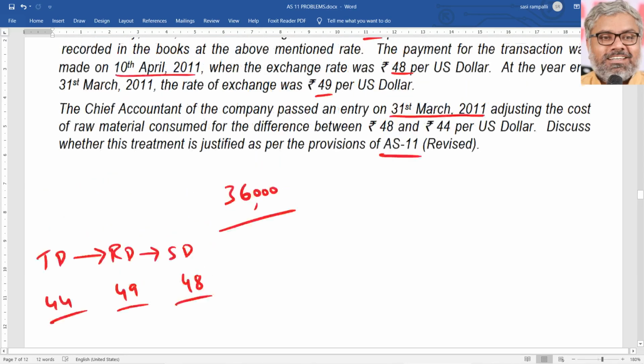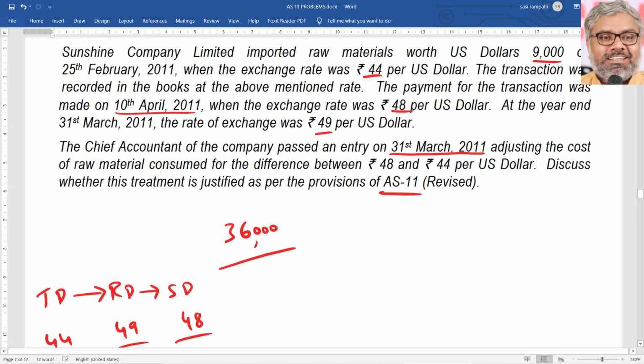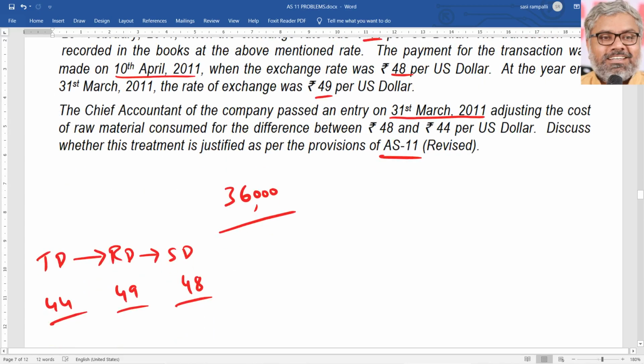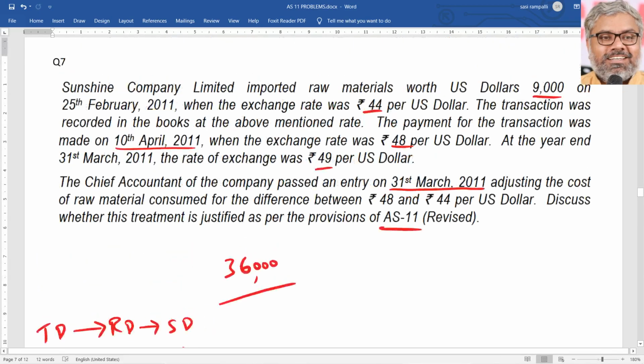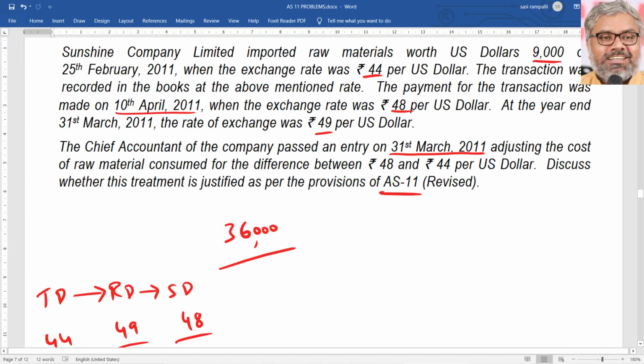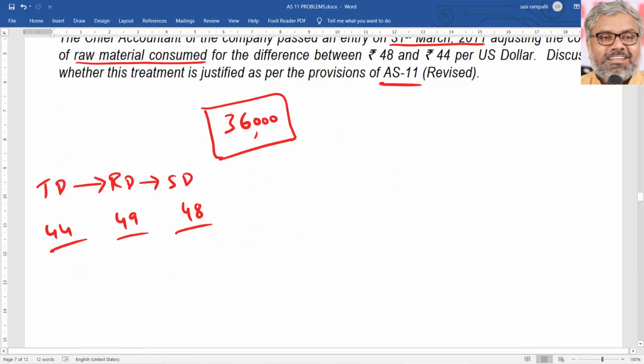Naturally, they are fluctuating. The question is, this accountant has taken directly the transaction date and settlement date. Difference is 4 rupees. 4 into 9,000, so 36,000 loss. What he did? That loss has been debited to raw materials consumed. So he has added to the cost of purchases or cost of raw materials consumed, which is absolutely wrong. It should not be treated as raw material consumed. Raw material consumed is a kind of trading account item. It is not a P&L item.